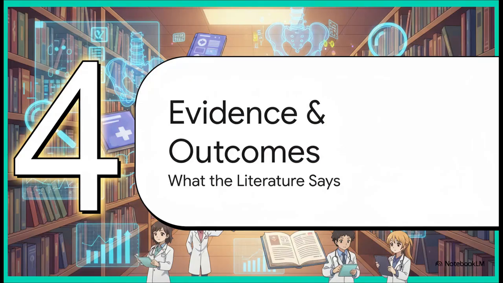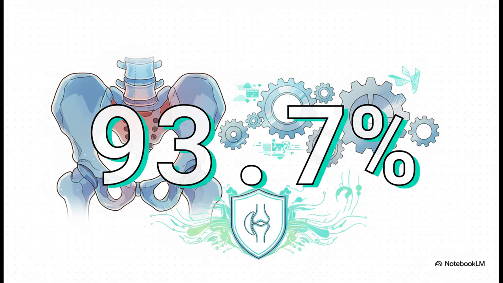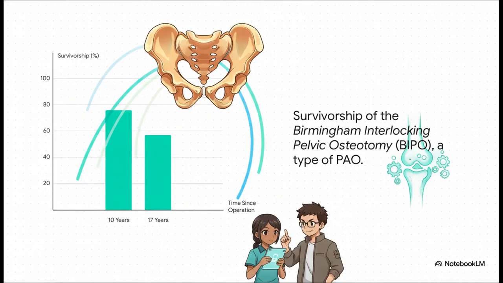Look, any consultant-level answer has to be backed up by some evidence. So let's take a quick look at what the literature actually tells us about how well these different procedures hold up over time. So let's start with the Dega. This retrospective study looked at 48 hips and found that a well-done Dega osteotomy gets you a concentric reduction in almost 94% of cases. That tells you it's a very, very reliable procedure for acetabular dysplasia in the right age group.